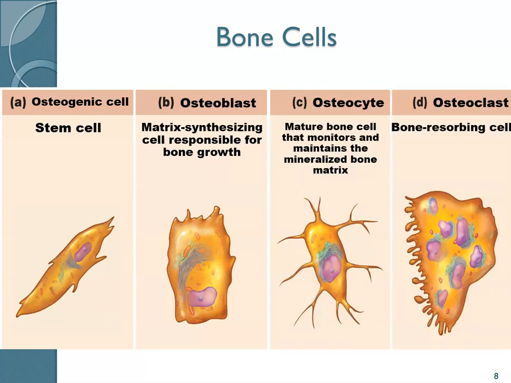Then the third cell that also arises from the osteogenic cell is the osteocyte. That's the mature bone cell. It monitors the bone and then maintains it. It actually dictates, kind of a conductor, for the osteoblast to produce bone, as well as the other bone cell, the osteoclast, which reabsorbs or breaks down bone. This actually comes from a line from the red blood cells, the monocytes.